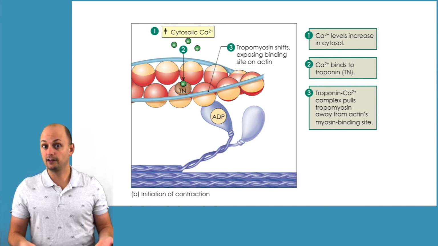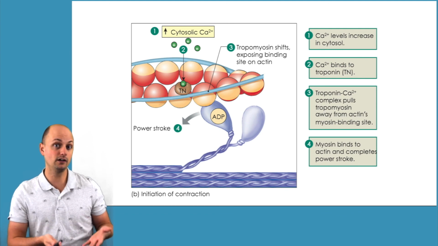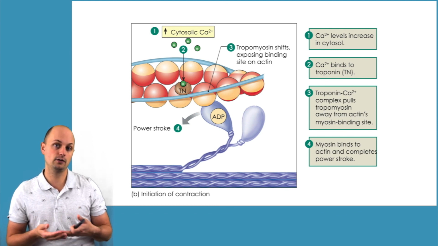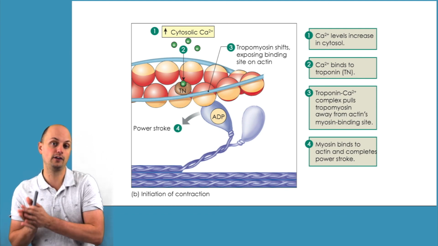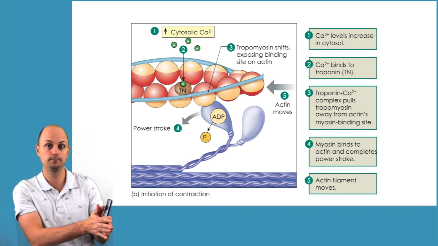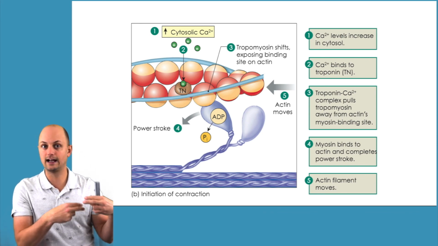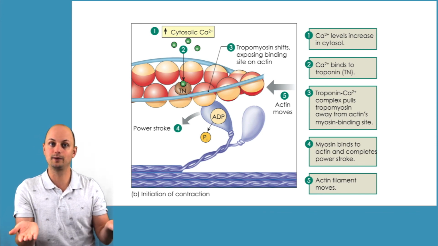Once the binding is physically possible, now that ATP cycle can kick in that we just talked about, which will ultimately generate the power stroke and allow the filaments to slide one position closer to the M line. And then that whole process can repeat as long as the calcium levels inside the cell remain high.